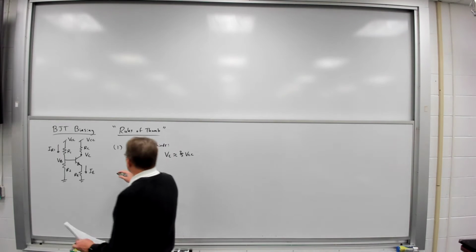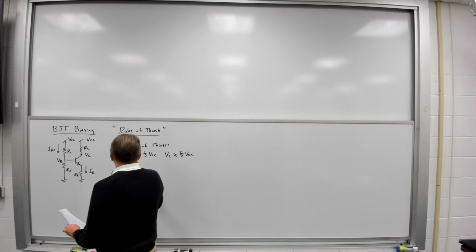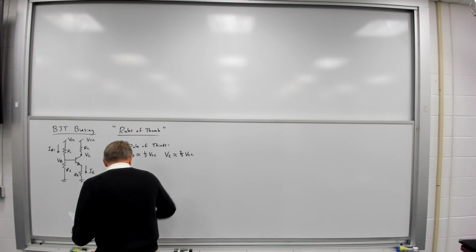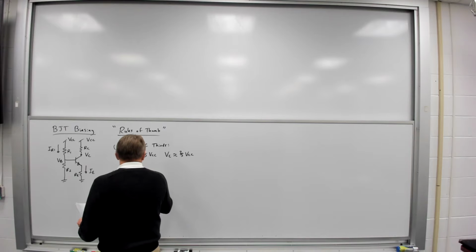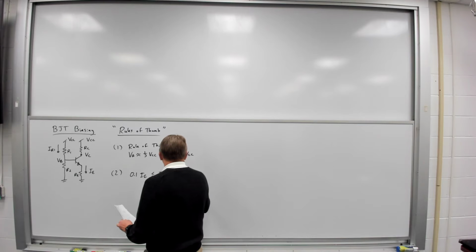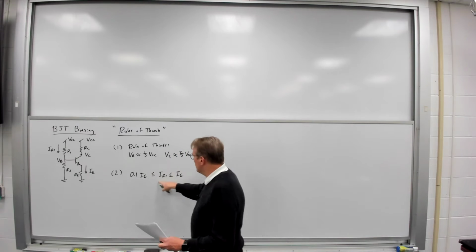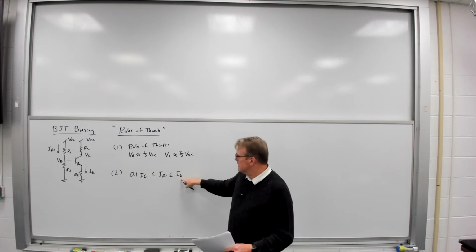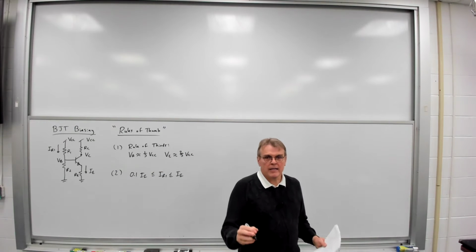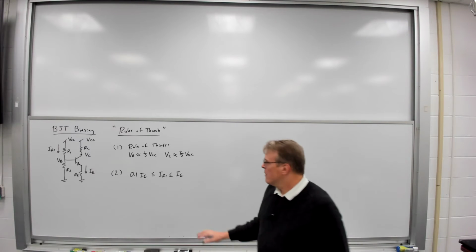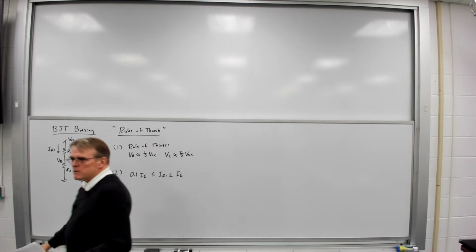And also, rule number 2 is that you should be somewhere in the range of 0.1 somewhere within the range. The current through this resistor should be somewhere in the range between 10% and 100% of IE. Again, because that reduces variations due to beta. So these are good starting points for a design.